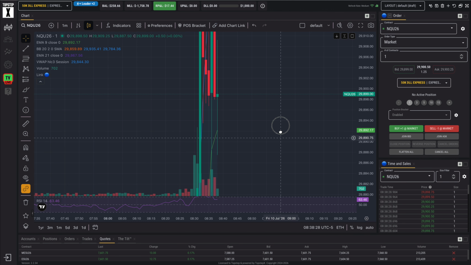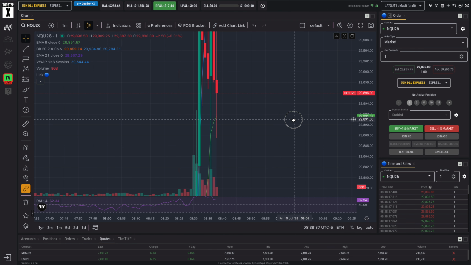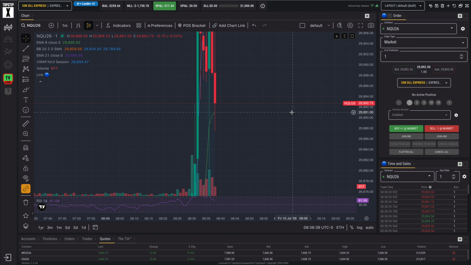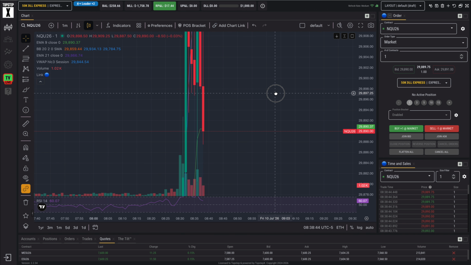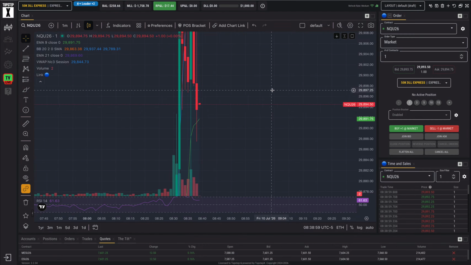If it pushes down, I'm still gonna buy off the 9 EMA. Let's see here. It might just break it. Let's just be patient here. Let's just be a little bit patient.